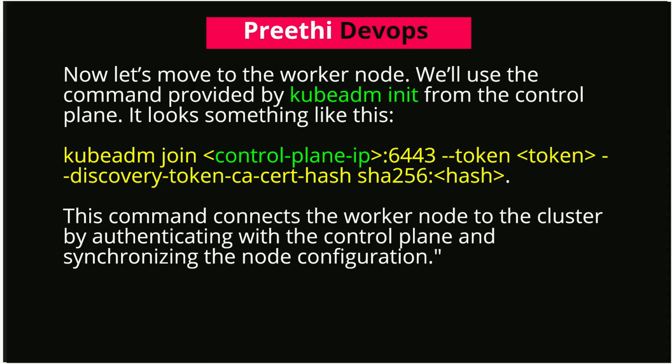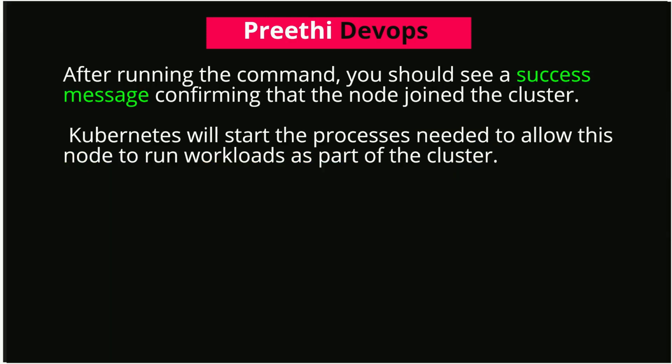We'll use the command provided by kubeadm init from the control plane. It looks something like this: kubeadm join <control-plane-IP>:6443 --token <token> --discovery-token-ca-cert-hash sha256:<hash>. This command connects the worker node to the cluster by authenticating with the control plane and synchronizing the node configuration.